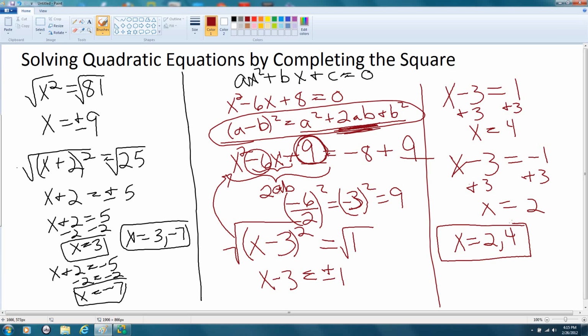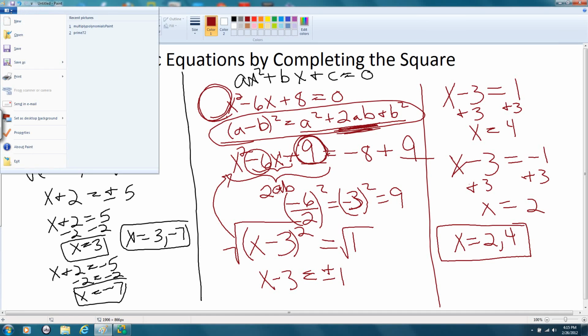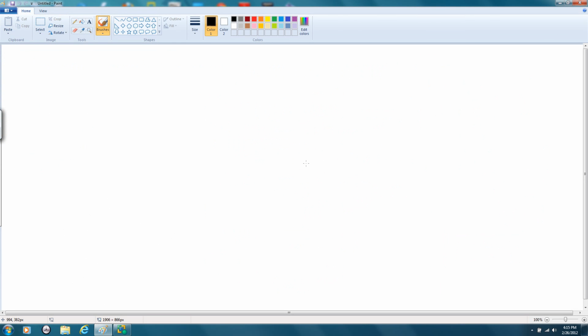I'm going to try a more complicated one, though, because one thing I need to emphasize is that this initial term, or this coefficient on the x squared term, needs to be 1, and if it isn't, you need to make it 1. So I'm going to go through one that is like that. Let me close this down. I'll get a new one and I won't save it. We're going to do this one here.